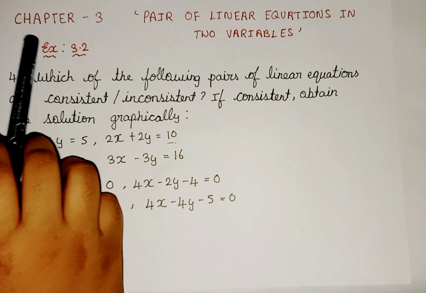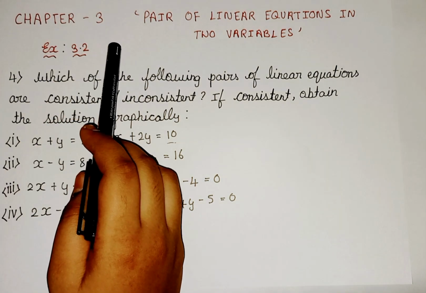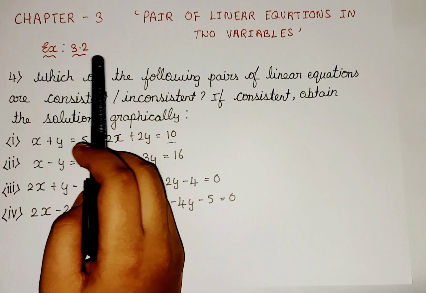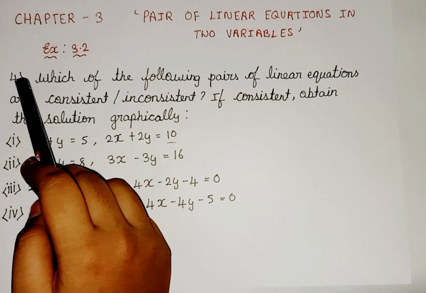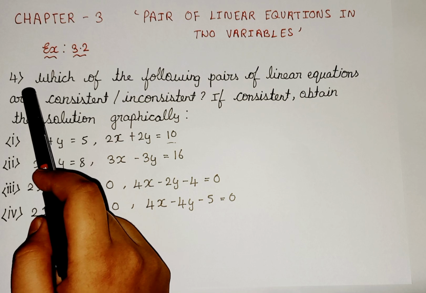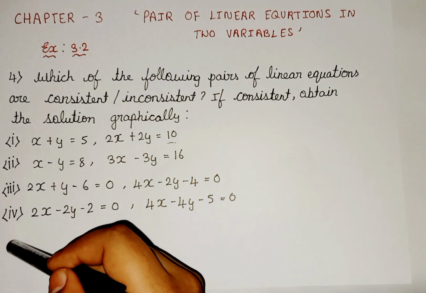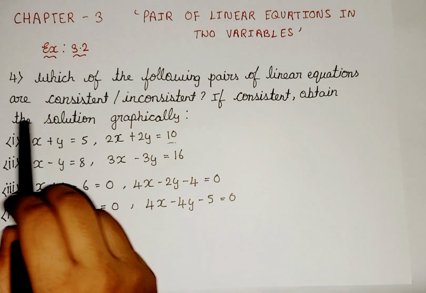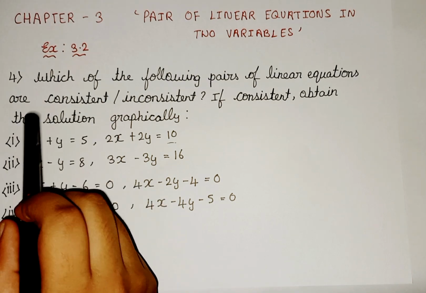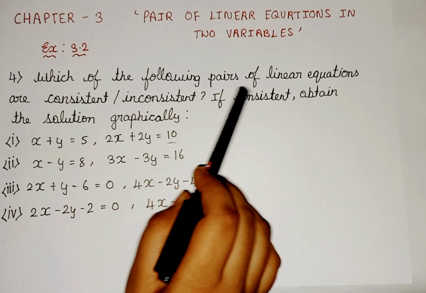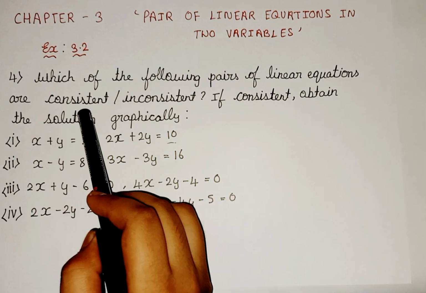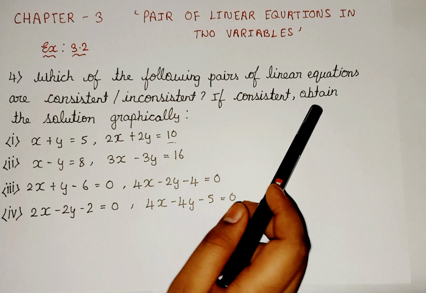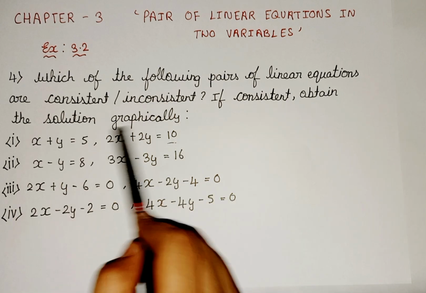Today we are going to be learning Chapter 3, Pair of Linear Equations in Two Variables, Exercise 3.2, fourth question. In this question there are 4 subdivisions, and we are going to be solving them one by one. Today we are going to be solving the first subdivision. Which of the following pairs of linear equations are consistent and inconsistent? If consistent, obtain the solution graphically.